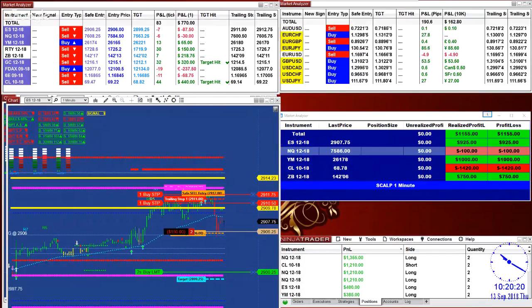Let me see if we can catch anything. I don't see anything catchable right now. The market dropped while we're explaining how things work, so I was late on catching anything.